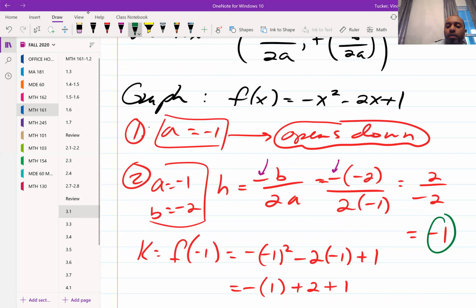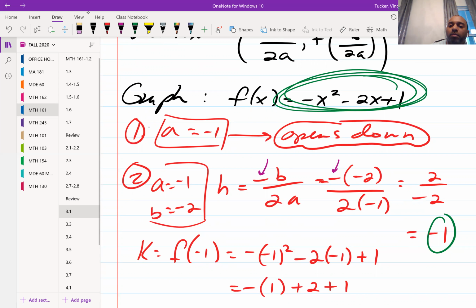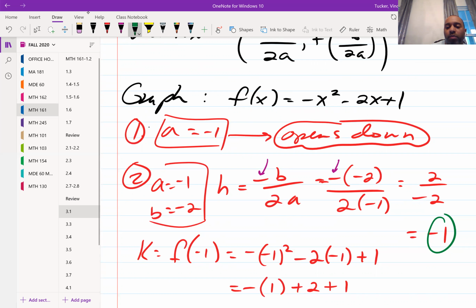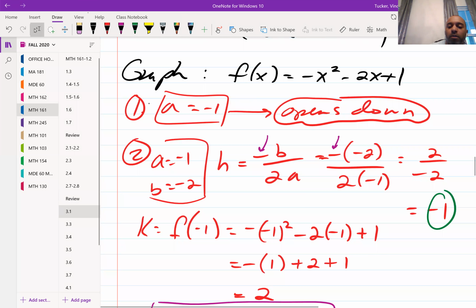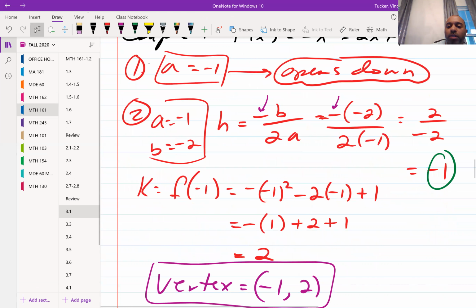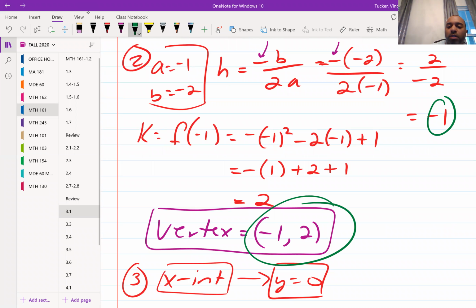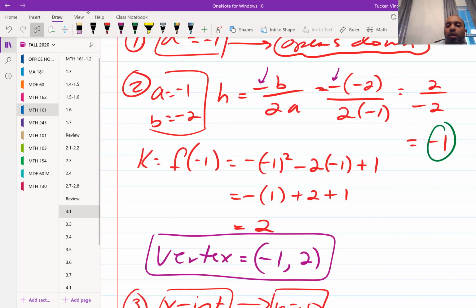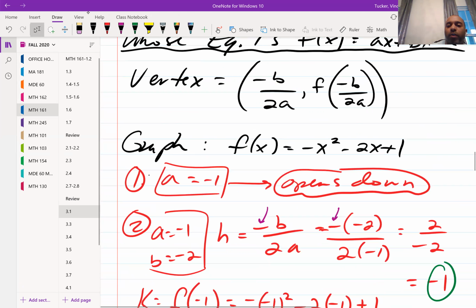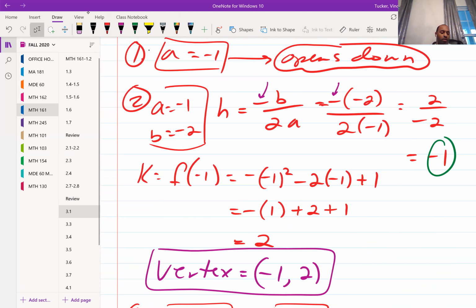Then you take -1, what we found to be h, and plug it in to this function. So that's why we have -1 squared minus 2 times -1 plus 1. -1 squared is +1, so that's -1 plus 2 plus 1, which will give us 2. So the vertex is -1, 2. See, all they asked for was a vertex. Oh, it just says graph. It says graph. Okay. All right, give you a chance to copy that.